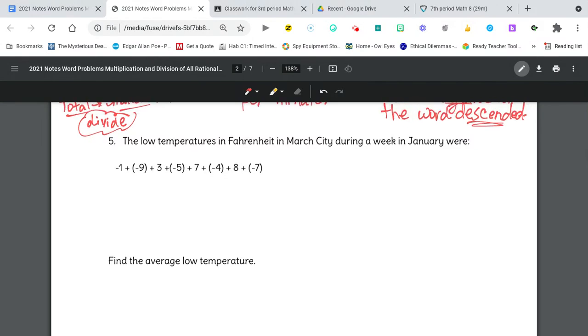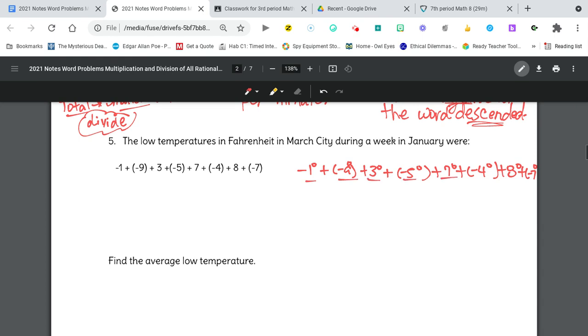Five says the low temperatures in Fahrenheit in March City during a week in January were -1 degrees, plus -9 degrees, plus 3 degrees, plus -5 degrees, plus 7 degrees, plus -4 degrees, plus 8 degrees, plus -7 degrees. All right, so those were the temperatures.